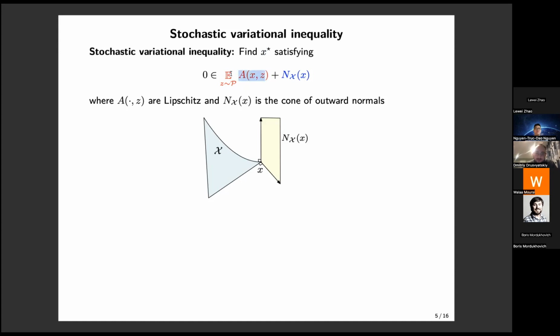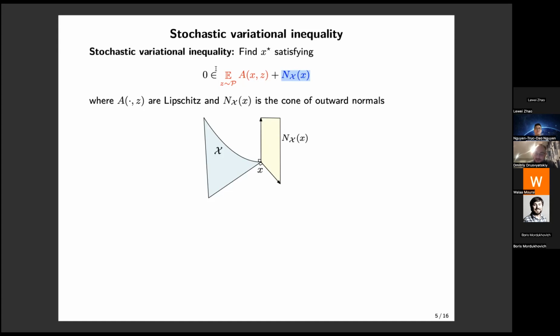The smooth bit is going to be an expectation of some map A(x, z). For us, before this was just the sample gradient. Plus the normal cone, and the normal cone, that's the non-smooth bit, that's the blue. That's the basic normal cone of outward normals to the set X. If you're familiar with that construction, then great. If not, just think about X being convex. That's fine also. I just drew a picture, so it's clear. So the set of outward normals.